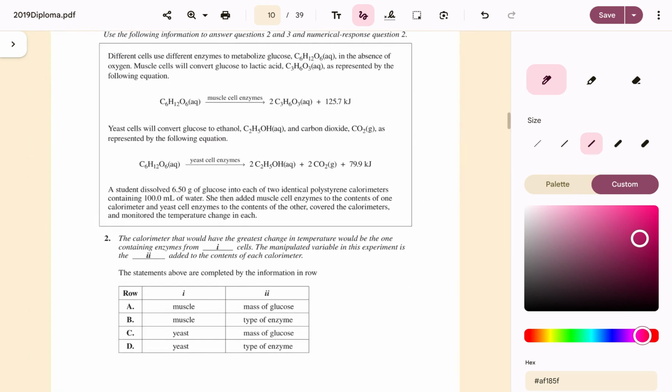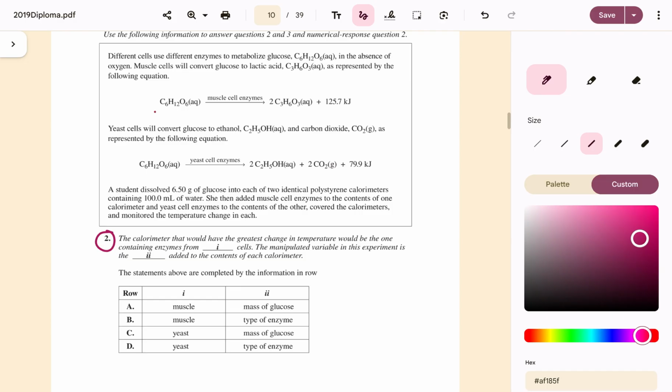So this one, what I like to say with our text boxes, in chemistry, unlike bio, they're not always related to the question. So read the question first and then figure out if you even need the text box. This one, I believe you do. It's telling you the calorimeter that would have the greatest change in temperature would be the one containing the enzymes from blank, and the manipulated variable in this experiment is blank added to the contents of each calorimeter. So we definitely need to read the question.